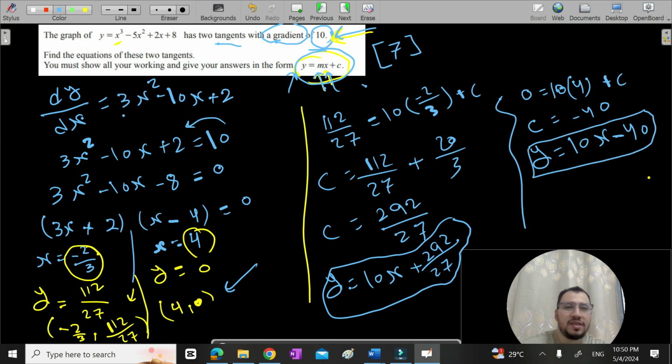As I told you, this is a 7 marks question. It's very important. You have to arrange your thoughts, and even if you can't get the final answer, you know tangents here and gradient, you have to get the first derivative, make it equal to the gradient, and you can get at least 4 or 5 marks from that.